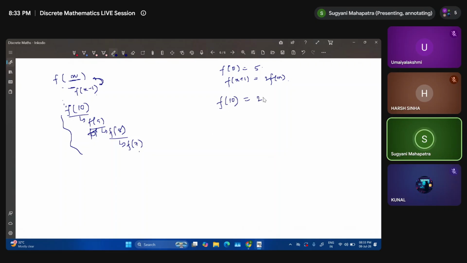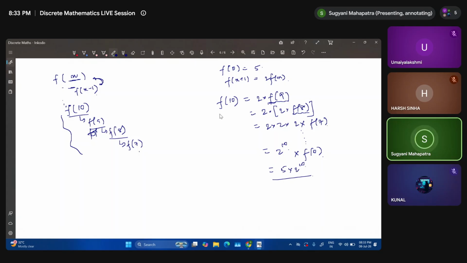Then what will you do? You do 2 times f of x, where x is 10 minus 1, which is 9. Okay, f of 9 is again 2 times f of 8. Similarly, f of 8 can be written as 2 times f of 7. Okay, and so on. So this will give you 2 to the power 10 times f of 0, which will be basically 5 times 2 to the power 10. So this is what a recursion is for functions.